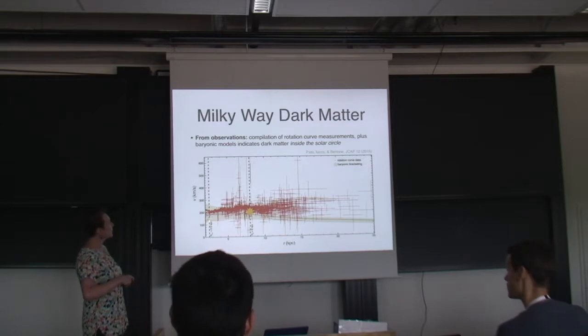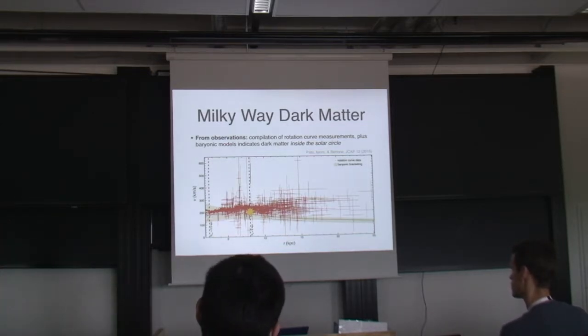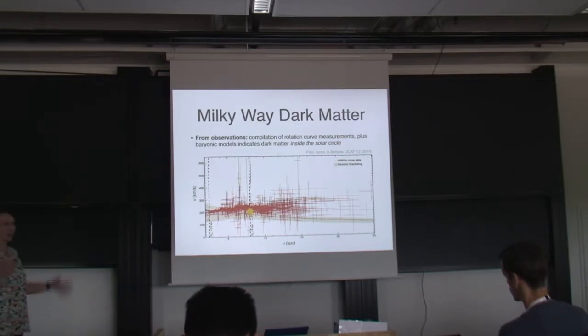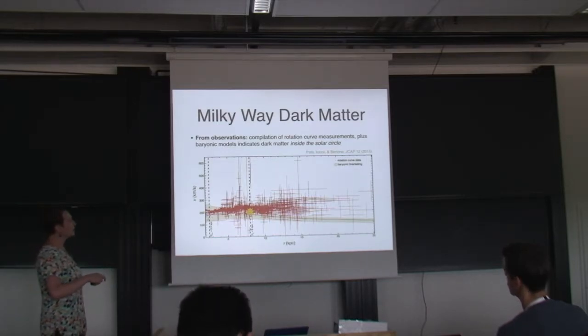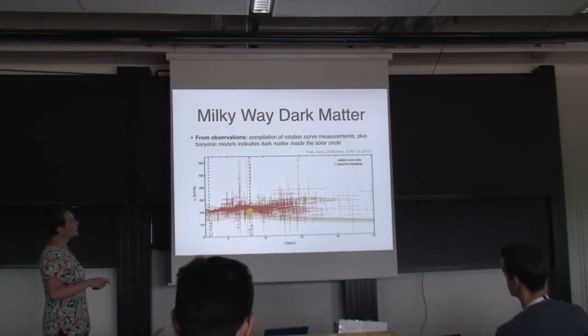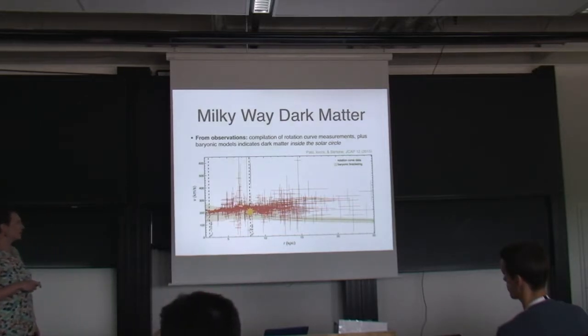What's supposed to be a gray band here is a bracketing of all of the baryonic models. There are something like 70 different baryonic models for distributions of baryons that go into that. So if it were just baryons, you would predict to lie in this gray band. And obviously outside of the circle, there's some disagreement. Actually, what this paper showed was inside of the circle, there's some disagreement as well. And so there is evidence for dark matter within the solar circle.